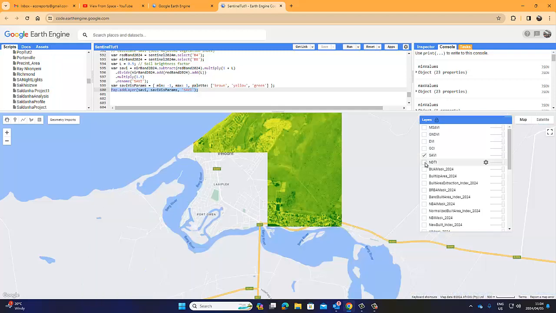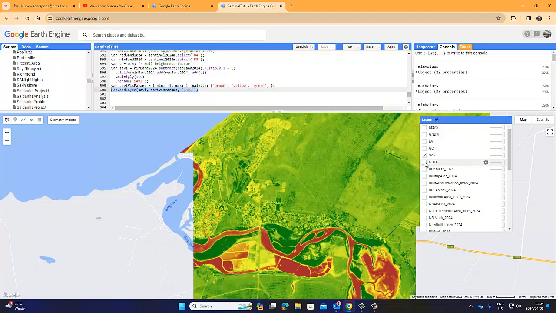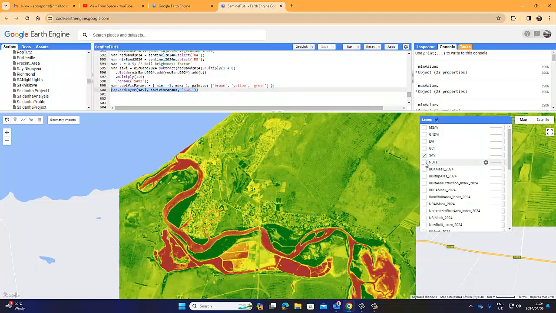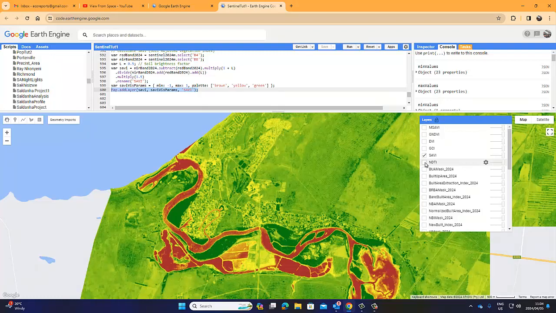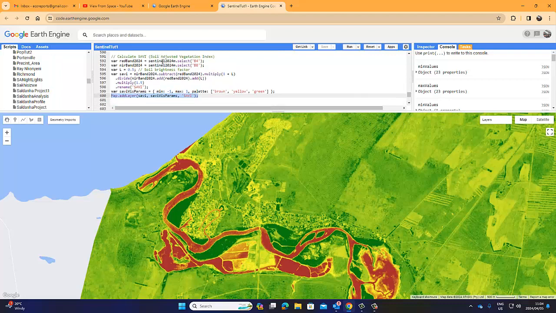Okay, and that's the way it looks. That's the way the soil adjusted vegetation index looks.